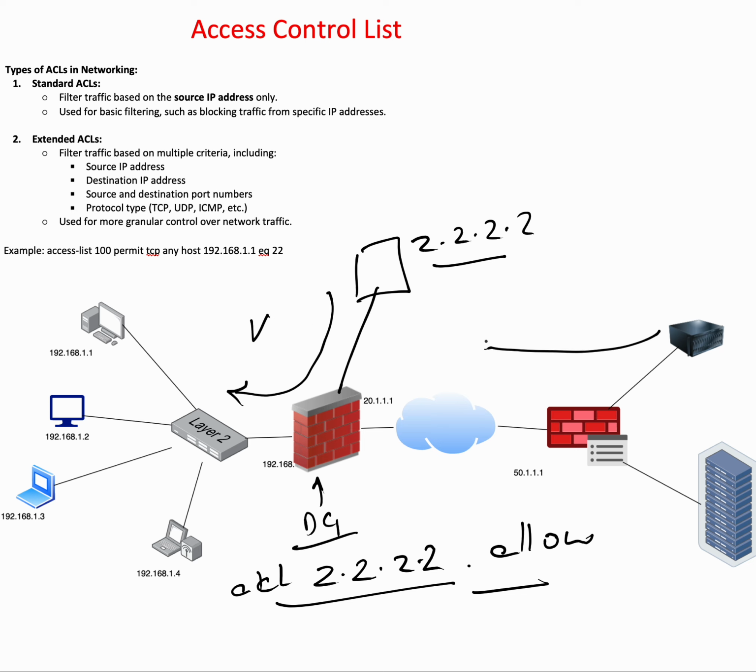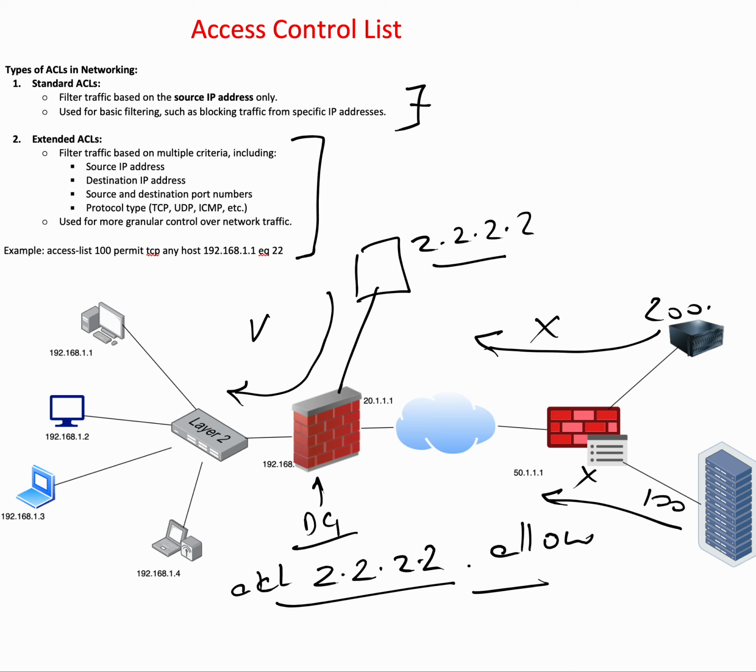Rest of the traffic, if it comes from here or any other IP address, this is 100, this is 200, for example, it will not let it go through. Simple. This is pretty simple. This was conventional. We really don't use this much these days. What we prefer is we use extended ACLs.